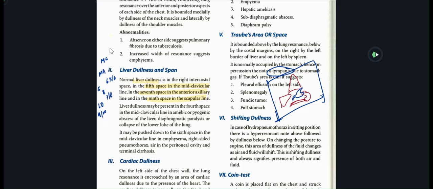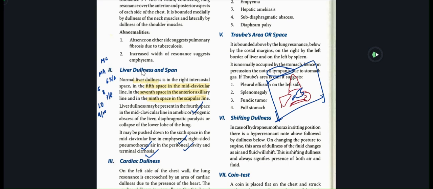So since your liver is starting there, when you start percussing downwards, the liver dullness will start at one point. Liver dullness may be present in the fourth space in the midclavicular line if there is an amoebic or pyogenic abscess. Anything which expands the liver upwards because of abscess formation will encroach upon the lung, and so your fourth space will suddenly become dull on percussion in the midclavicular line. And it may be pushed down to the sixth or seventh space in the midclavicular line if the lung is hyper-expanded as in emphysema, or there is pneumothorax, or there is air in the peritoneal cavity, and in terminal cirrhosis also. So whether it is pushed down or pushed up, you are looking for the liver dullness.